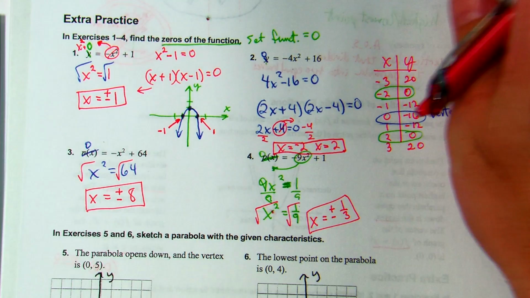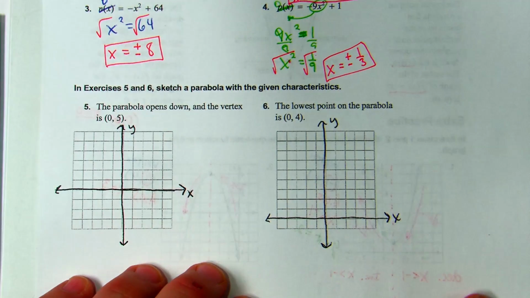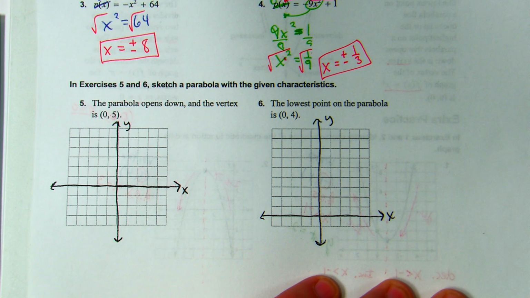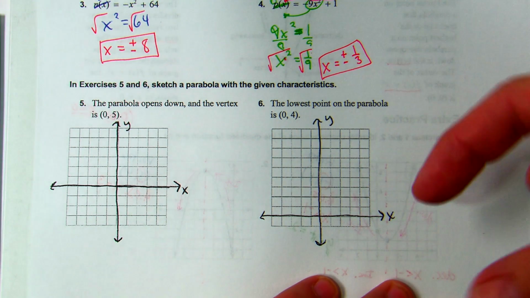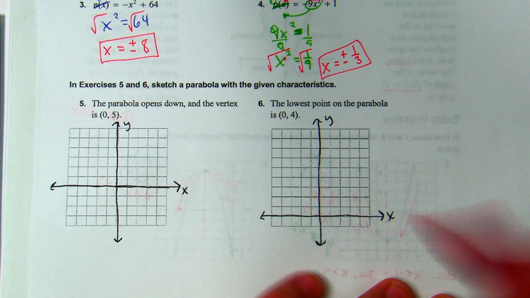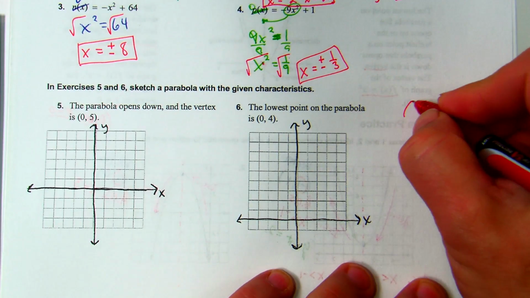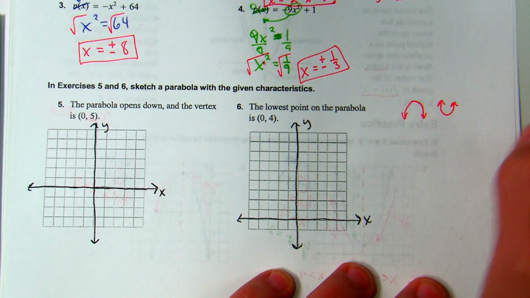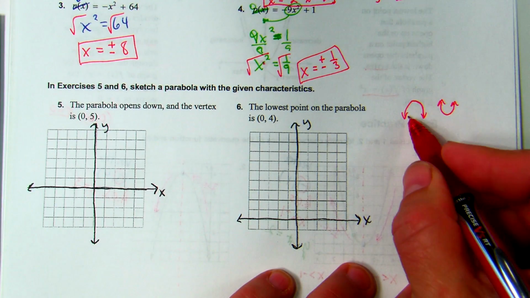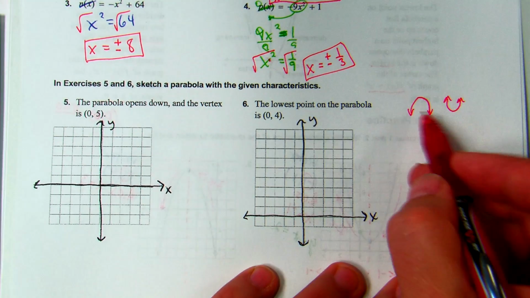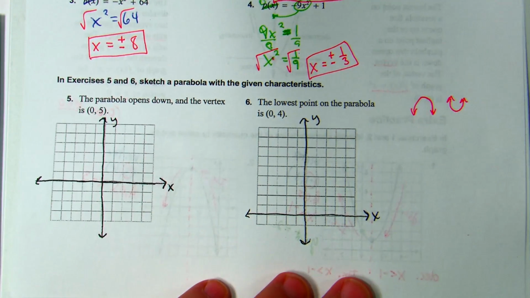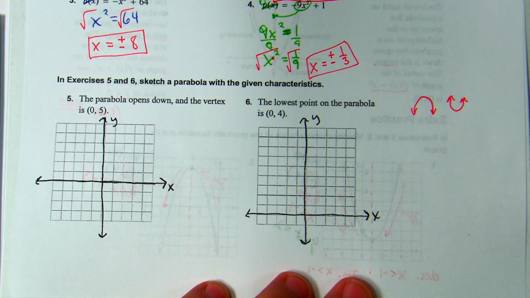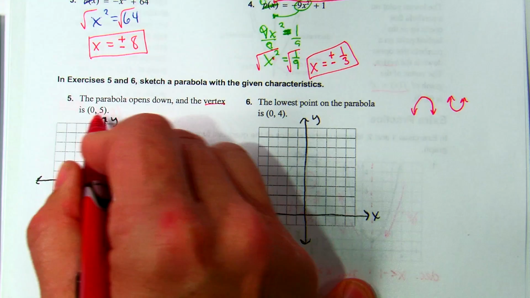All right, let's look at number 5 and 6. Sketch a parabola with the given characteristics. All right, the parabola is going to open downward, meaning that if I have a function, this is going to open downward. This is opening downward, and this opens upward. Okay, the arrows are pointing up on this one. The arrows are pointing down on this one. We're going to find a relationship to these here soon, but it wants us to graph one where the parabola opens downward, and the vertex is at 0, 5.